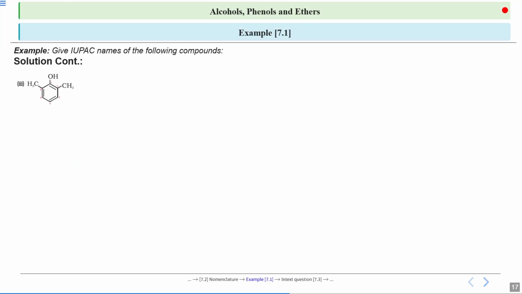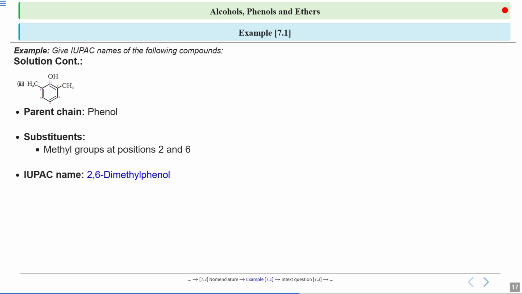Then for the third compound, this is a benzene, or you can say this is phenol, a substituted phenol. We have done the numbering of the benzene ring. The lowest possible number is given to the carbon attached to the OH group, and then with respect to that, we have done the other numbering. So you can see that the parent chain is actually phenol. Substituents here are methyl groups at positions 2 and 6. So the IUPAC name will be 2,6-dimethyl phenol.